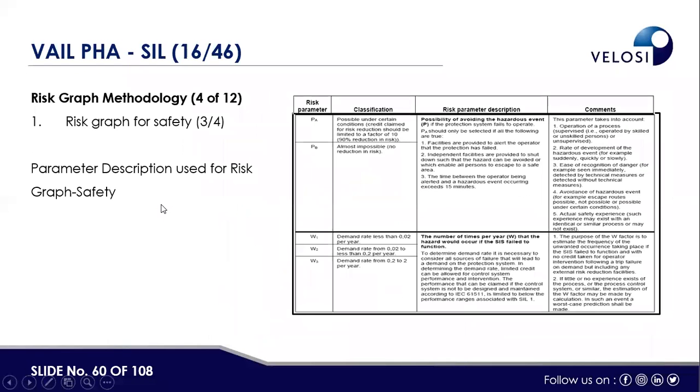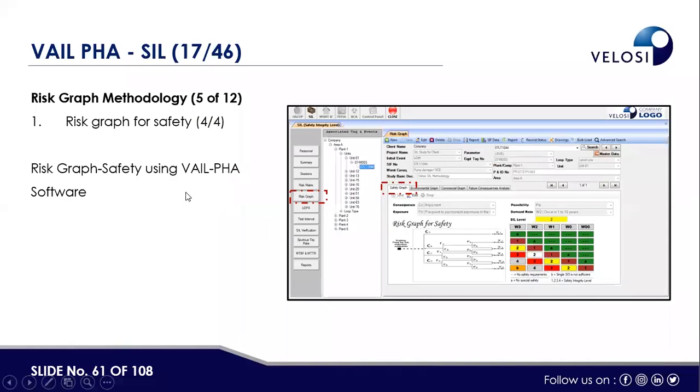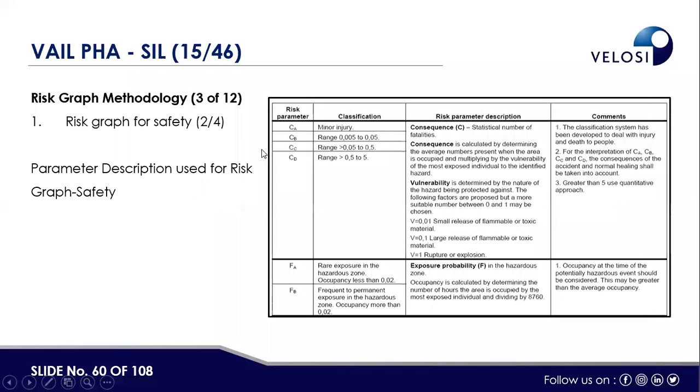So before going to that, let me explain these terminologies. For example, this is a screenshot of the standard: CA, CB, CC, CD. These are the classifications, for example, minor injury or the statistical number of fatalities. So based on these parameters, companies can define their risk matrices as well.